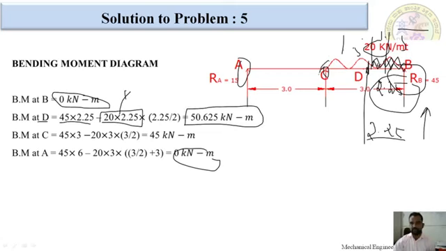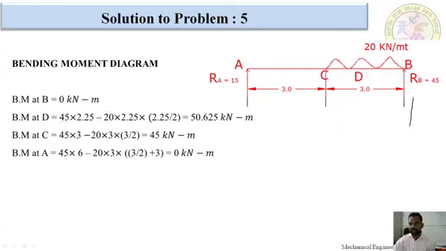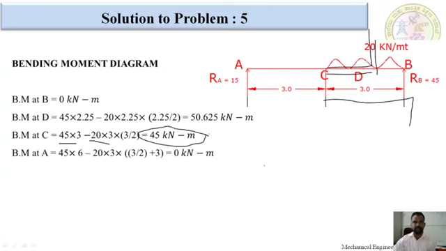After that we have to calculate here. How do we calculate this? Load into this distance up to this point. We have to calculate 45 into 3. This is 45 positive, minus 20 into 3, the conversion of UDL into point load, into half of the distance, 3 by 2. 20 into 3 into 3 by 2 is equal to 45 kilonewton. We got it by calculator. Okay, this completes the calculation of the bending moment.